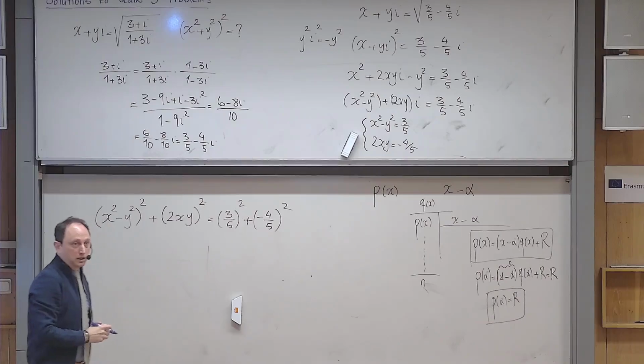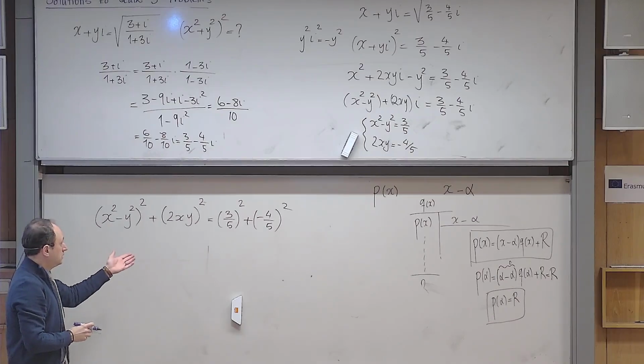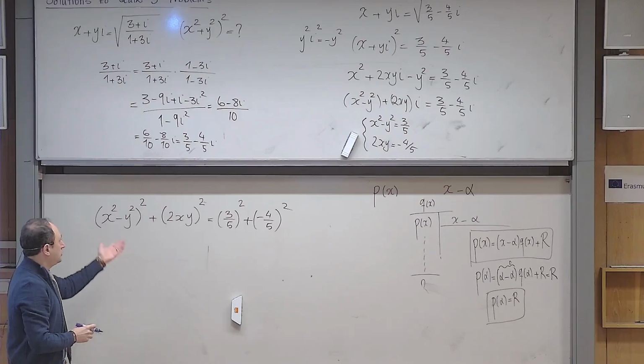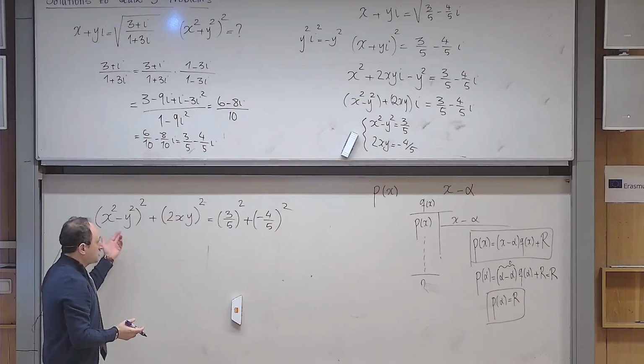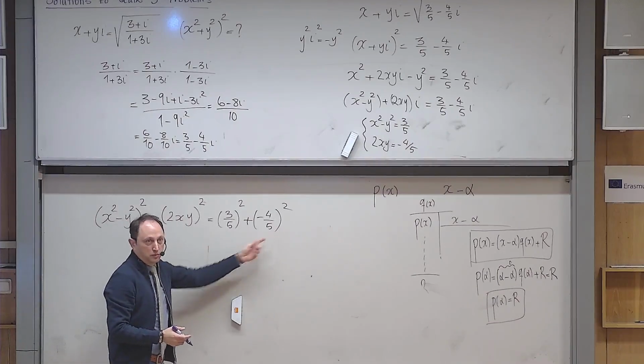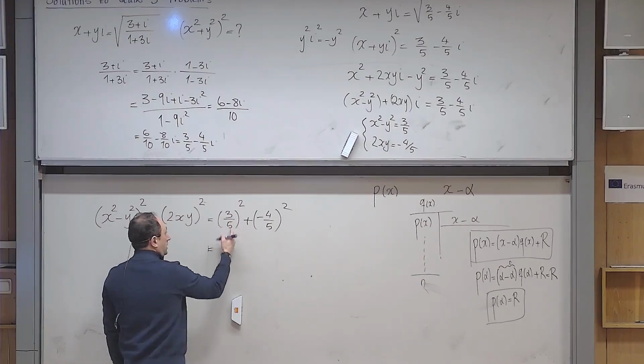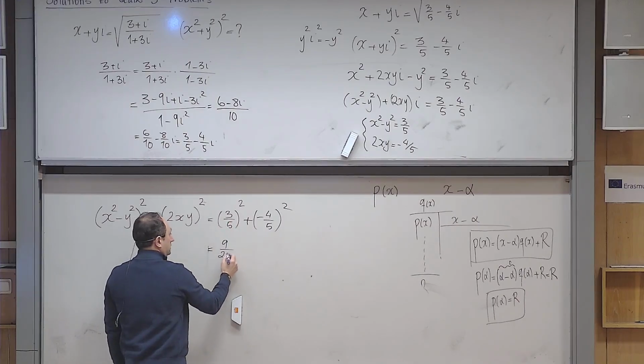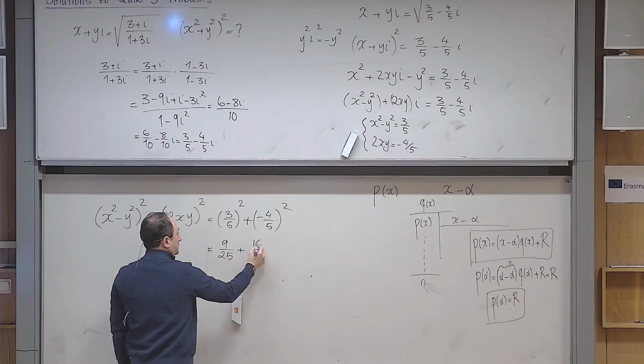Yes? This is a little bit tricky. You might say that, well, why are you calculating this? Because I have a little bit more experience. And it's not very hard, by the way. Can you calculate this number? This is 9 over 25. This is 16 over 25.